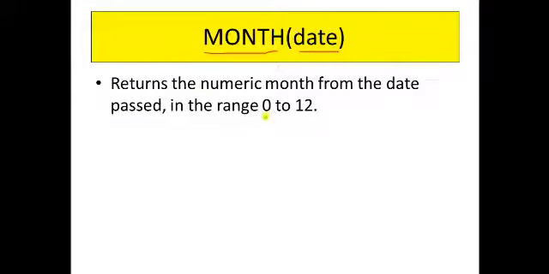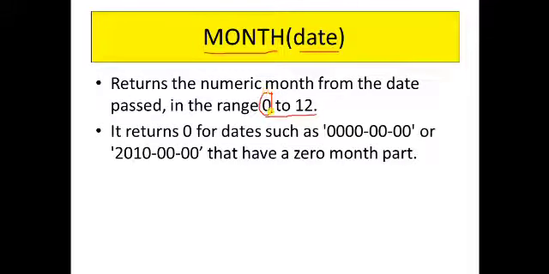The value will be in the range 0 to 12. Months are 1 to 12, so why has this 0 appeared? Sometimes if you write the date format like this and the month has not been assigned, then the 0 value will be returned. If you have written 0 in the month part, then it returns a 0 value. Otherwise it returns 1 to 12, starting from January to December.